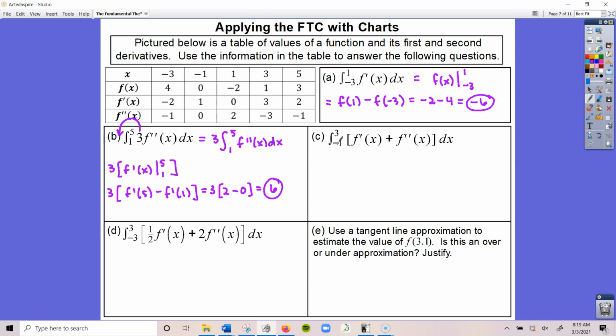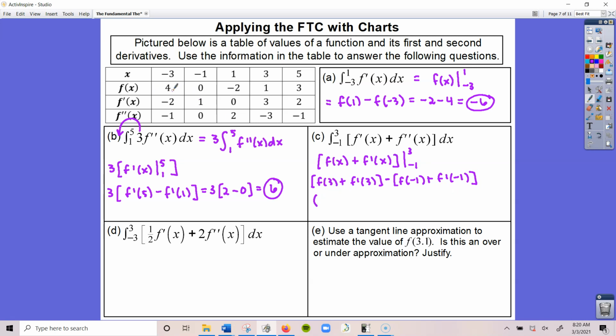Now over here we have the integral from -1 to 3 of f prime plus f double prime. So when you integrate, this is going to be f of x plus f prime of x. And we're evaluating this from -1 to 3. So now we plug in the 3 and we get f of 3 plus f prime of 3, minus, and now we plug in the -1, f of -1 plus f prime of -1. Now we're going to use our charts to substitute those values.